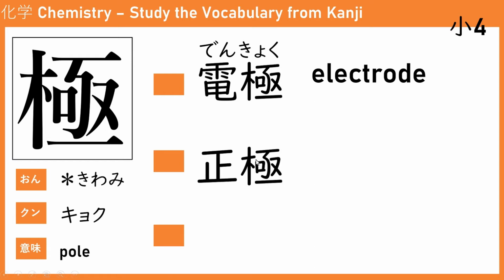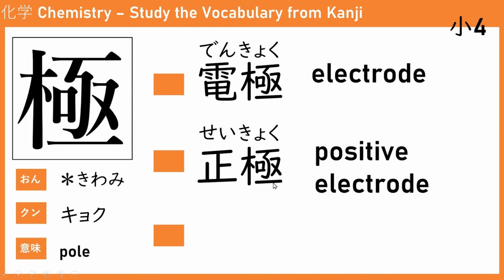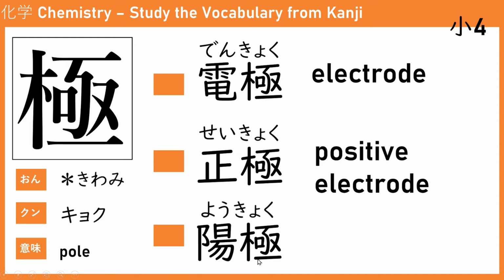The next one is seikyoku. Sei means positive or correct. So seikyoku means positive electrode, while the opposite of seikyoku is fukyoku, which is negative. The other one, we can use the kanji for this word, which is yokyoku. It represents a note.